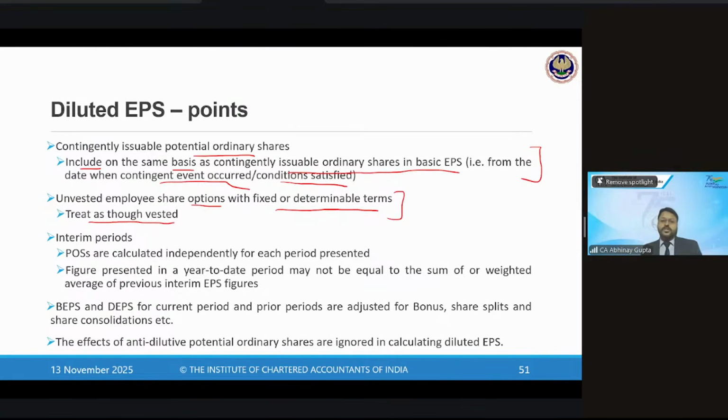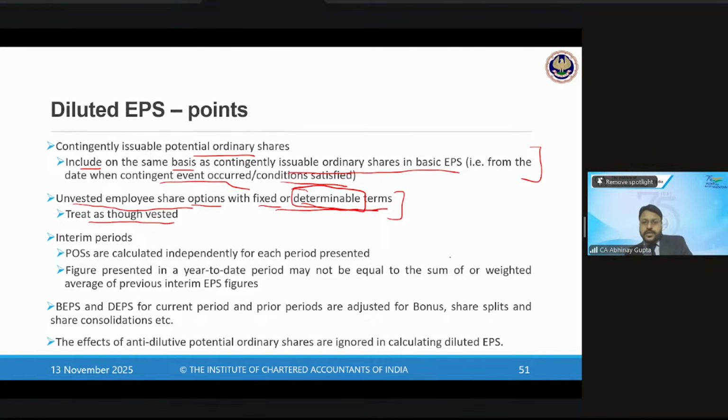So it could be a combination of various performance and non-performance conditions, right? Now, for the purpose of calculation of earning per share or diluted earning per share, what does Ind AS 33 say? Ind AS 33 says that any unvested employee share options with fixed or determinable terms, right? What do you mean by determinable? That is, which is not dependent on any future outcome. Determinable, that is, I know for a certainty that this event is there, right?